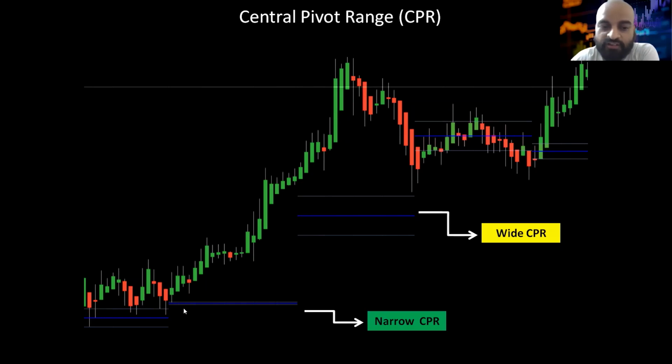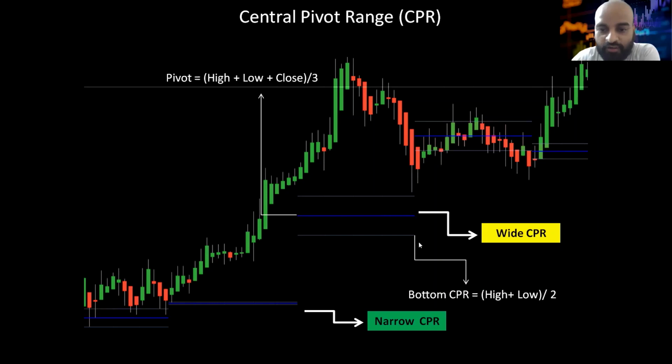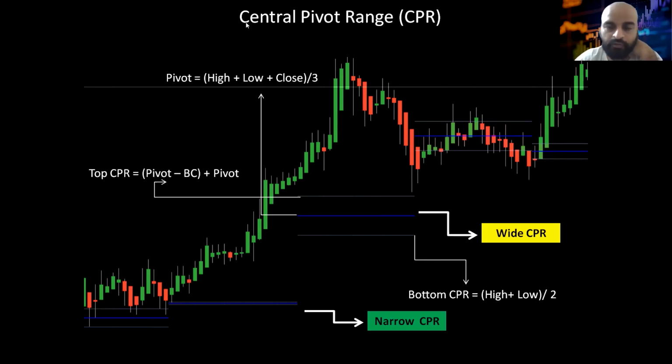Whenever there is a narrow CPR, we can say there are chances of the price moving higher or the price moving lower. The central pivot is calculated as the high plus low plus close of that particular candle divided by 3, the bottom CPR is calculated as high plus low divided by 2, and the top CPR is calculated as pivot minus bottom CPR plus pivot. This is also a weighted average of all the prices of that particular candle.